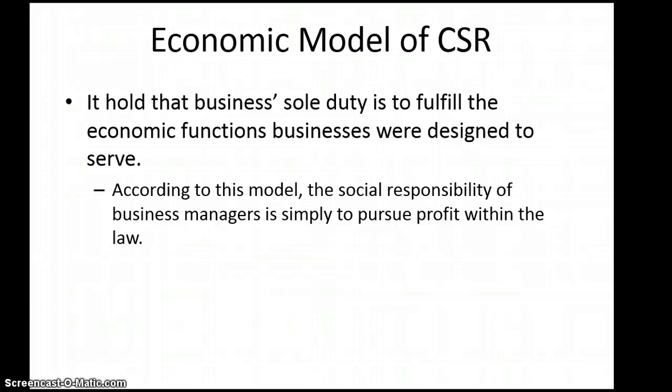The first model that your book discusses is the economic model of CSR. It holds that a business's sole duty is to fulfill the economic functions businesses were designed to serve. So according to this model, the social responsibility of business managers is simply to pursue profit within the law. This economic model draws upon the utilitarian perspective, which suggests that managers and businesses in general can be socially responsible simply by running a good business.